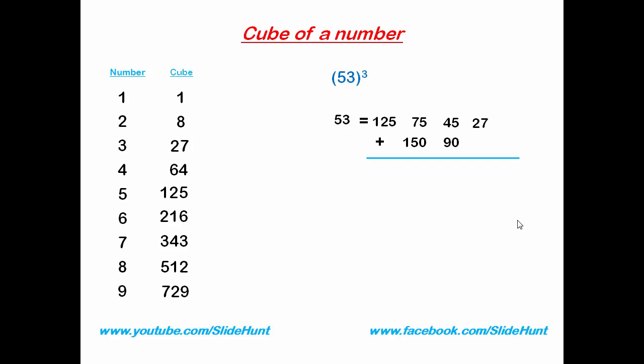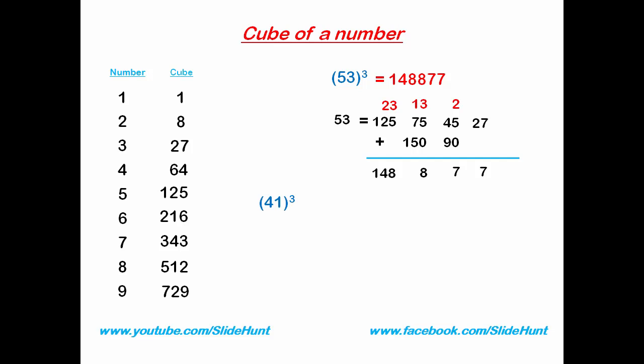Now add these numbers. 2 is carry. 5 plus 2 is 7. 9 plus 4 is 13. 1 is carry. Adding these numbers we get 238. We consider 23 as carry. 125 plus 23 is 148. So the cube of 53 is 148877.